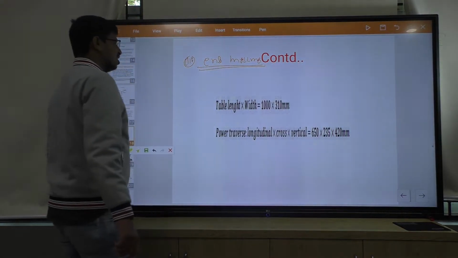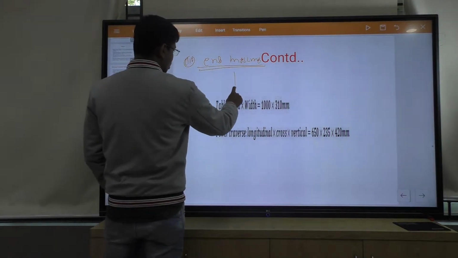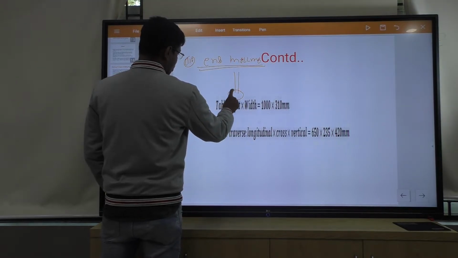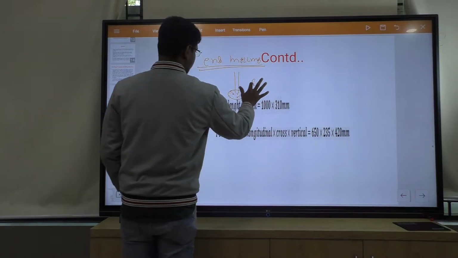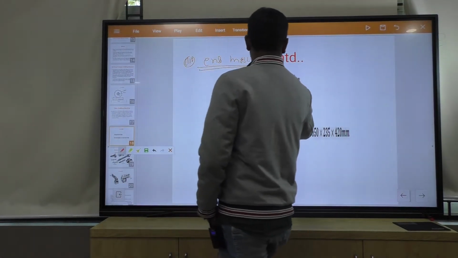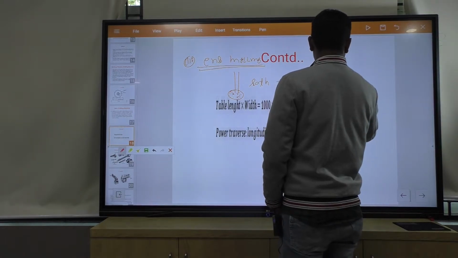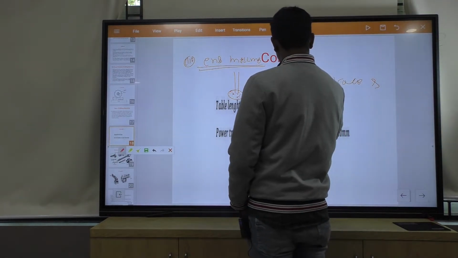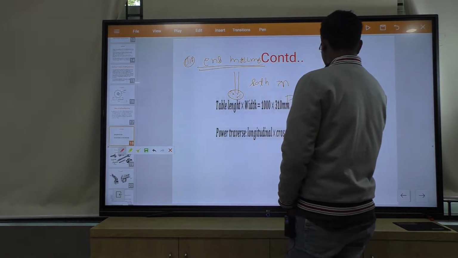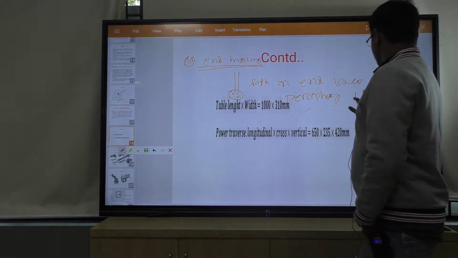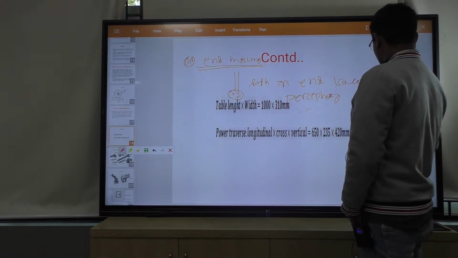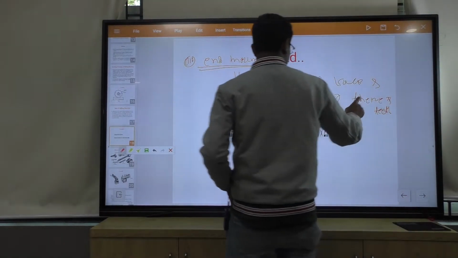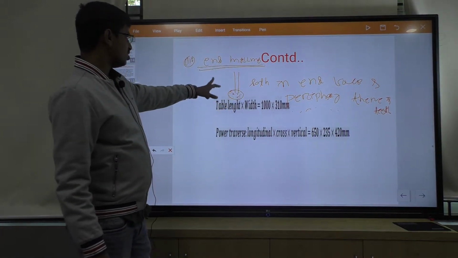This end milling is the third one. End milling means that on the cutter, both on the end face and on the periphery, there are teeth. So both in the end face and periphery there are teeth of the milling cutter. So this is end milling.